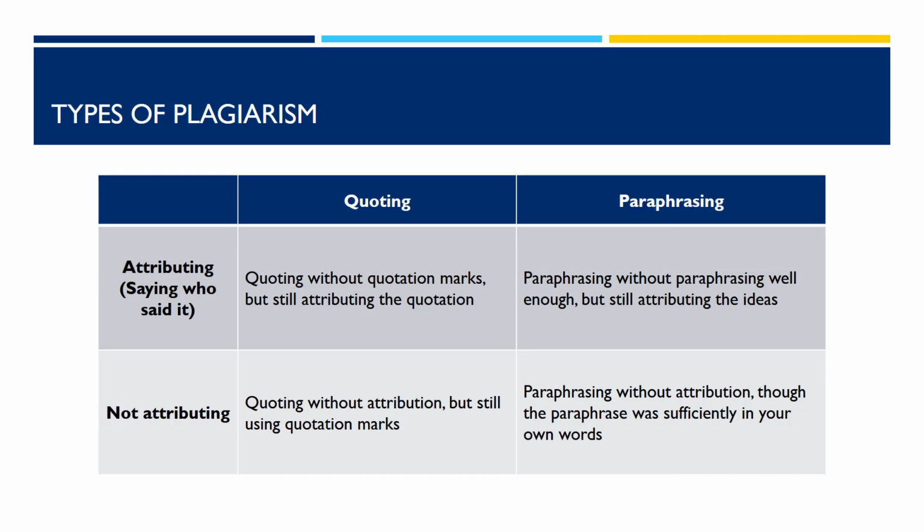So the 4 kinds we have are quoting without quotation marks, but it's attributed. Paraphrasing, but not paraphrasing well enough, but still attributing the ideas. Not attributing a quotation, even though you're using the quotation marks. And paraphrasing well, but without saying where you got those ideas from. So those are the 4 types of plagiarism. Now I'm going to go through a couple of quotations and give you some examples of this.